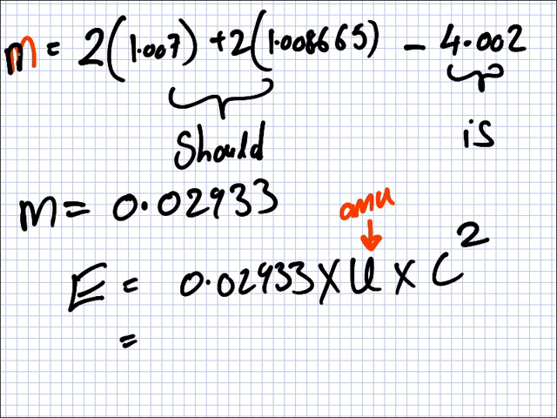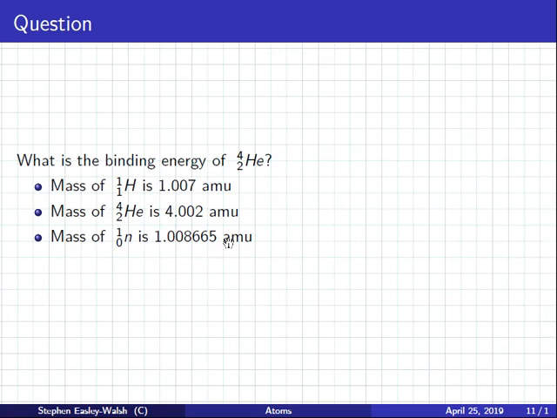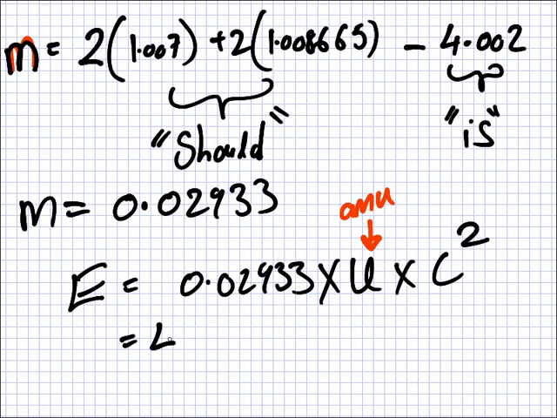What's wrong, Gav? So, what's the second one? The n, small n, the 1.0086. Neutron, is it? Neutron, yeah. 4.38 times 10 to the minus 12 joules.